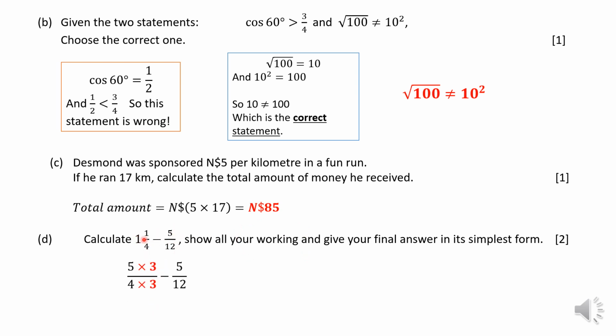Now, in this question you're supposed to show all your working: 1 1/4 minus 5/12. Well, first of all, I write this as an improper fraction. There are many ways you can do this. 4 times 1 plus 1, which is 5/4. And I multiply that by 3. The reason why I did that is because the LCM is 12. And then I know that 5 by 3 is 15, and this is going to be minus 5/12. So I get this as the final answer. We need to see this in order for you to get a mark.